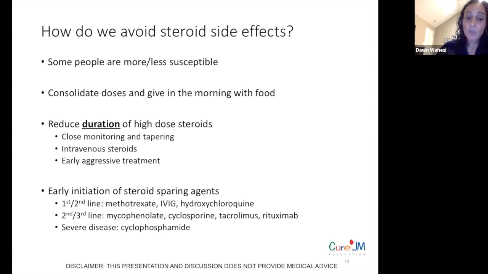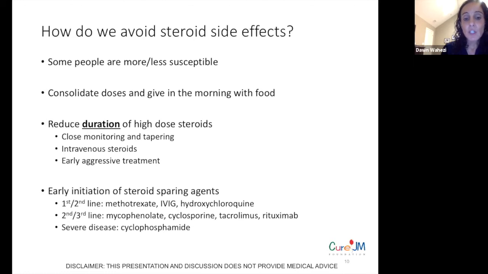Sometimes we use those intravenous steroids that I had mentioned, because giving those more aggressively up front can actually limit how long you're on steroids. Again, it's not so much the steroid dose always, sometimes it's how long you're on those high doses of the oral steroids. So the IV steroids can help with that.